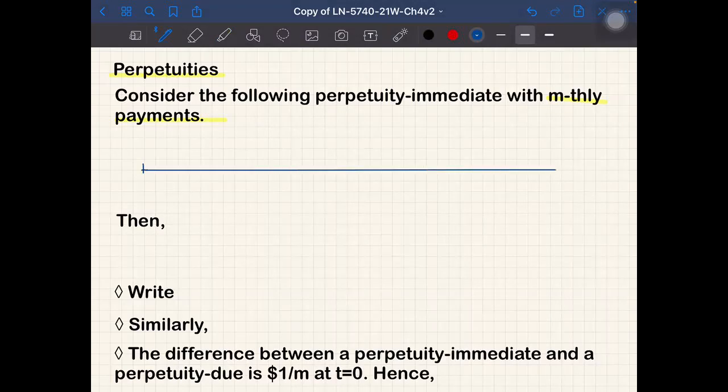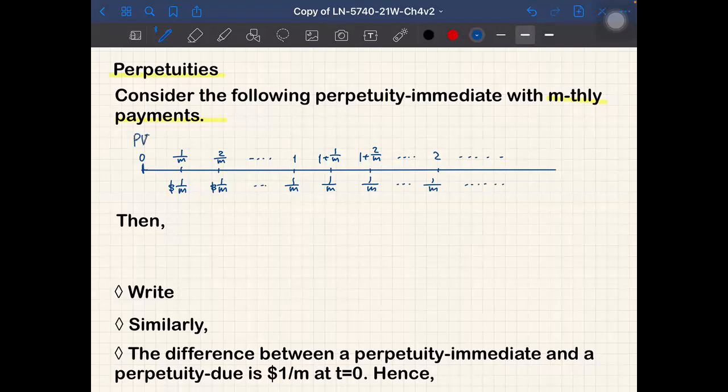The timeline is infinitely long, but the payment is every 1 over m years. So 1 over m, 2 over m, 1, 1 plus 1 over m, 1 plus 2 over m, and 2, and so on. It continues infinitely many times. Each time we get a payment of 1 over m dollar, and we want to calculate the present value of this annuity.